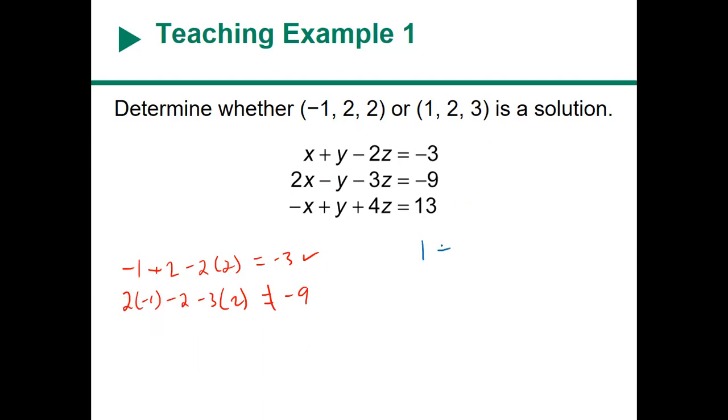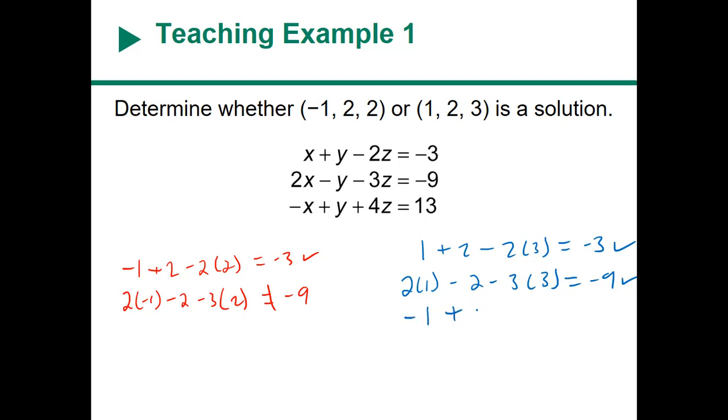So we have 1 plus 2 minus 2 times 3. Does that equal -3? What's 1 plus 2? What's 3 minus 6? -3. That adds up. So now we're going to do the next one. 2 times 1 minus 2 minus 3 times 3. Does that equal -9? What's 2 minus 2 times 1? 2. What's 2 minus 2? 0. What is -3 times 3? Oh, look at that. Checking the last one.